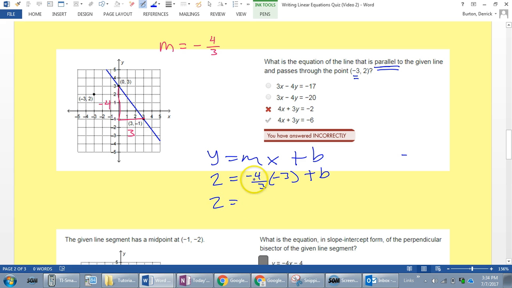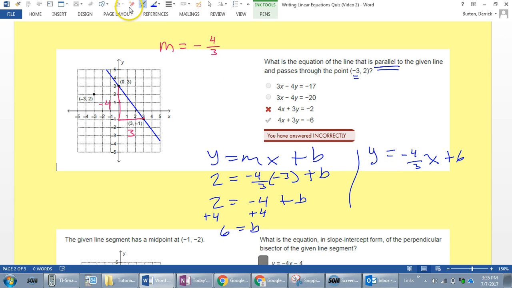I'm doing this in my head. You're just going to get negative 4 once you multiply that out, and then you would add 4 to both sides. That gives you 6, so that's your b. So that gives you y equals negative 4 over 3x plus 6. And then from there you would do the same thing, multiply everything by 3. I just wanted to show you that you could do it either way.